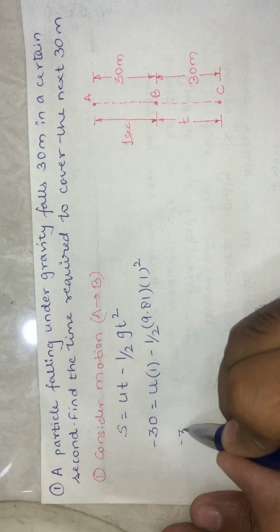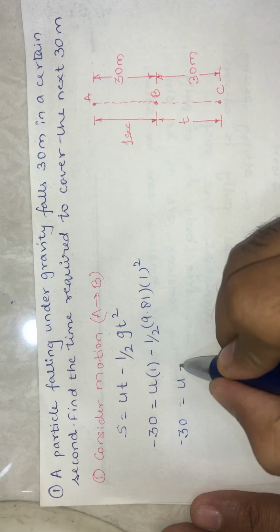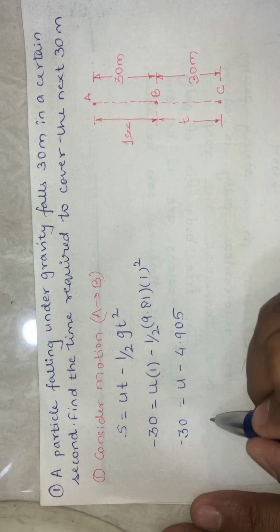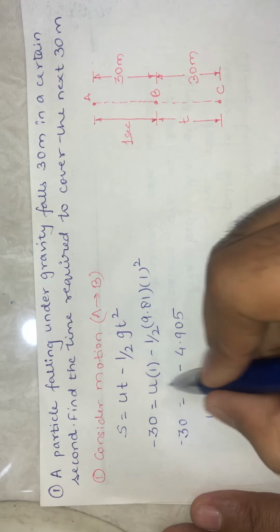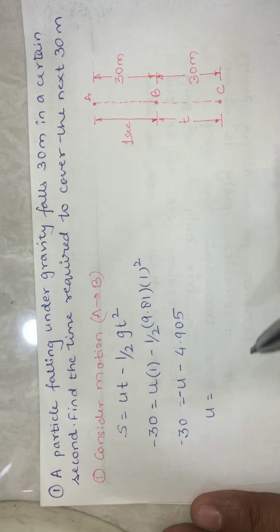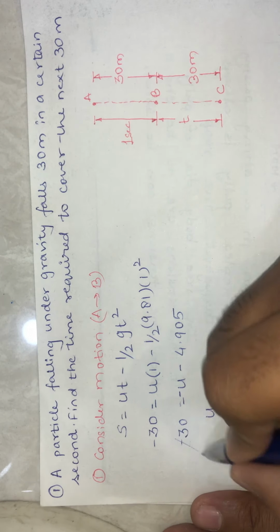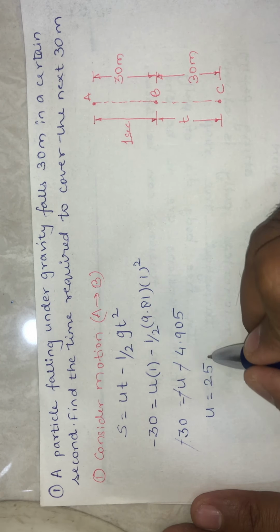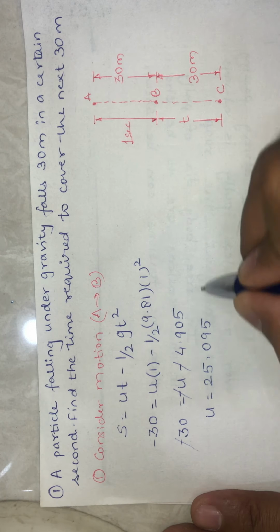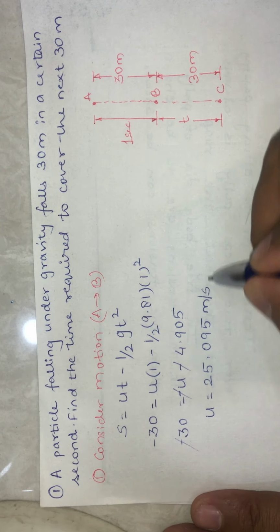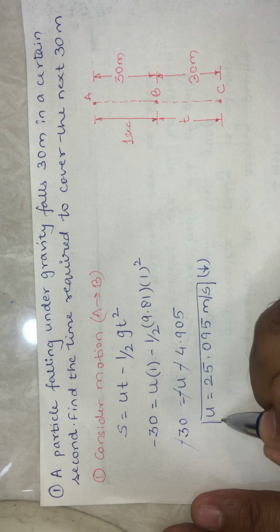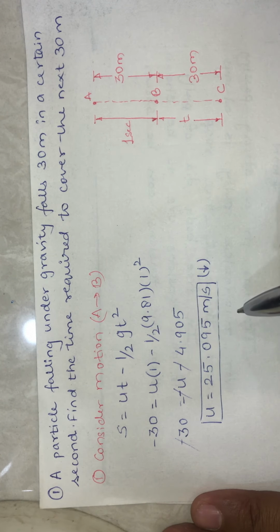With that we are getting minus 30 equals to u minus 4.905. With that, u is also coming in the downward direction, so this will also be negative. This and this will be considered and cancelled, and the answer you will be getting will be 25.095, downward direction.